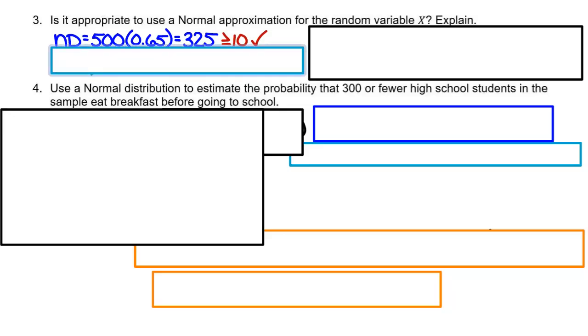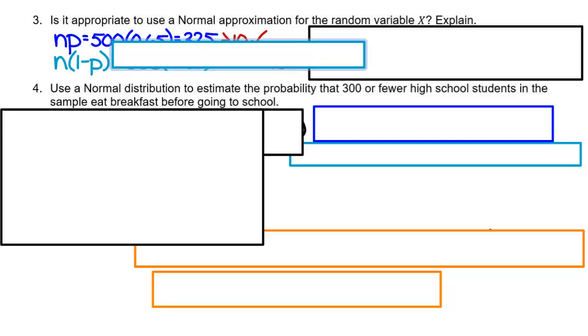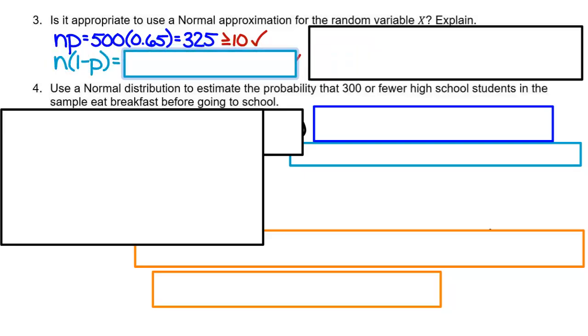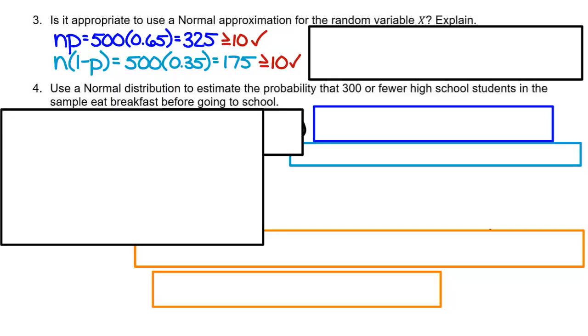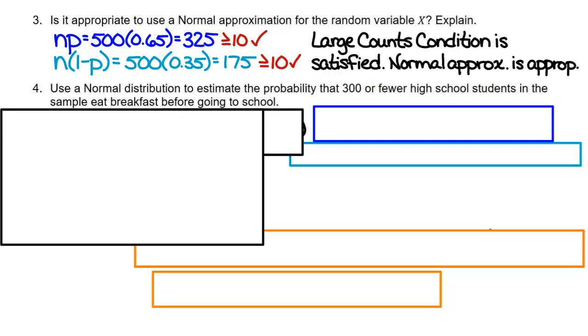What else do we need to check? Not just N times P. N times 1 minus P. And what does that come out to be? 175, which is greater than or equal to 10, right? Question. These 2 numbers add up to what? Don't grab a calculator. 500. If I expect 325 successes, then I would do 500 minus this. That's my expected number of failures. So is a normal approximation appropriate? Yes. Large counts condition is satisfied, so a normal approximation is appropriate.